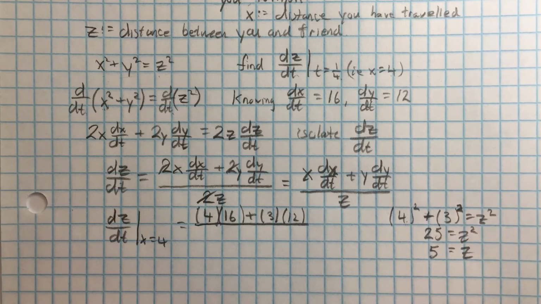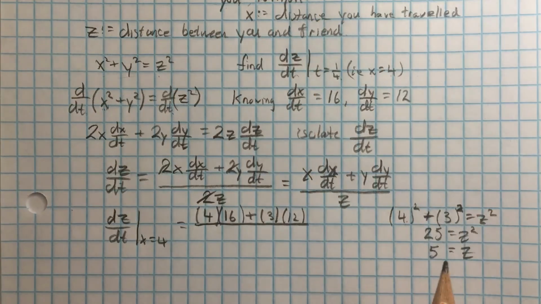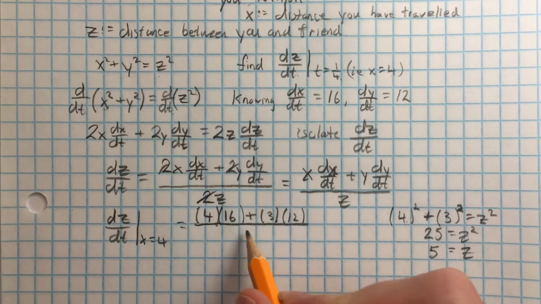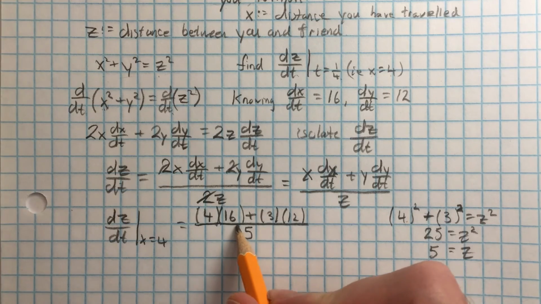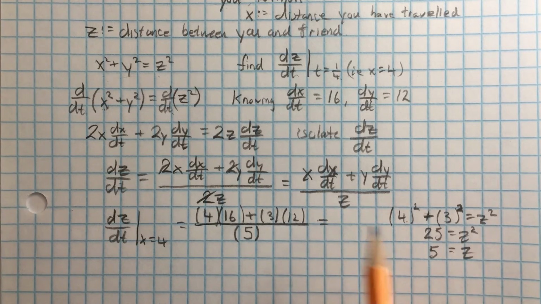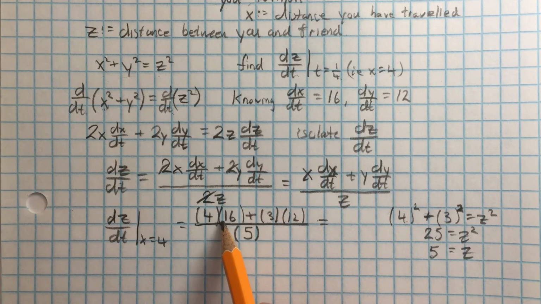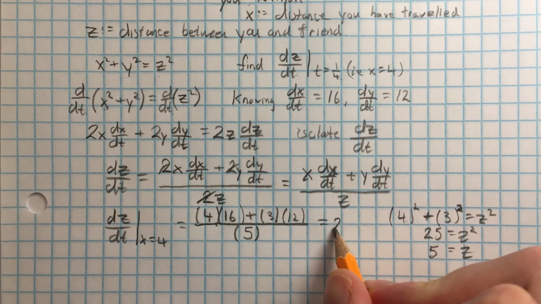5 equals z. Now truly, z could have been plus or minus 5, but because of the context, we know that z is a positive 5. It's the distance between you and friend at that moment. So this has to be a regular 5, not a negative 5, even though theoretically it's possible from the equation. So now we have everything filled in. We just need to compute the value. 16 times 4 is 64. 64 plus 36 is 100. 100 over 5 is 20. So we have 20.